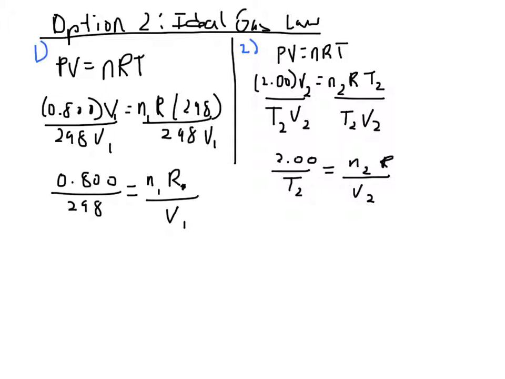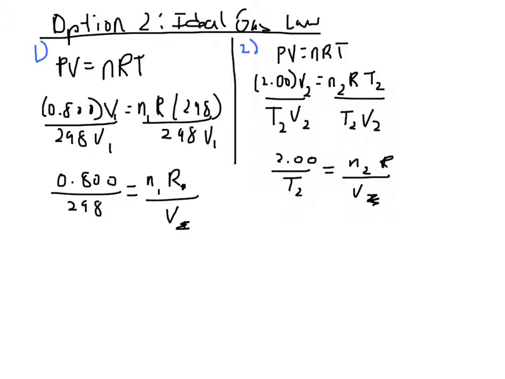Because let's look at this. We know that 0.80 over 298 equals N1R over V1. And over here, 2 atmospheres over T2 equals N2 times R over V2. Now this is another key part for using option 2. Because the gas is in a rigid container, we know that the volume stays constant. So in reality, this V1 right here actually equals V2. Let's just scribble those out because they're both the same volume.